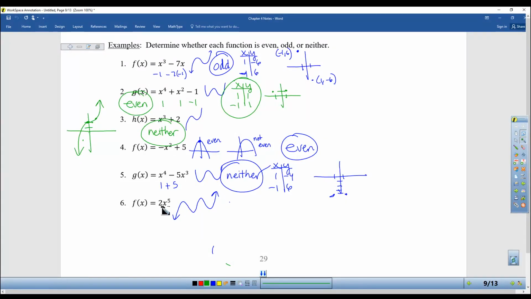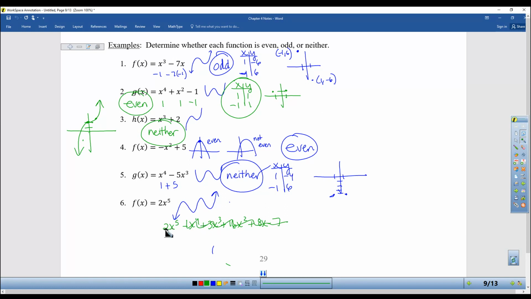And last one, 2x to the 5th. So this one actually doesn't look like this. All these bumps are caused by all the other pieces that go with something. So when you start adding x to the 4ths and x to the 3rds and x squareds and x's and numbers, that's what creates all those bumps.